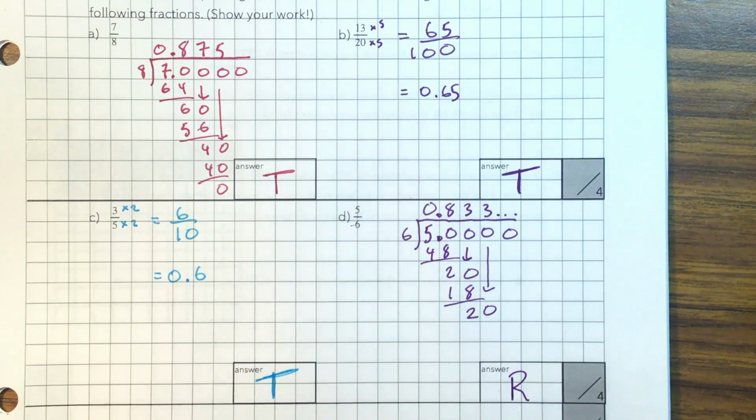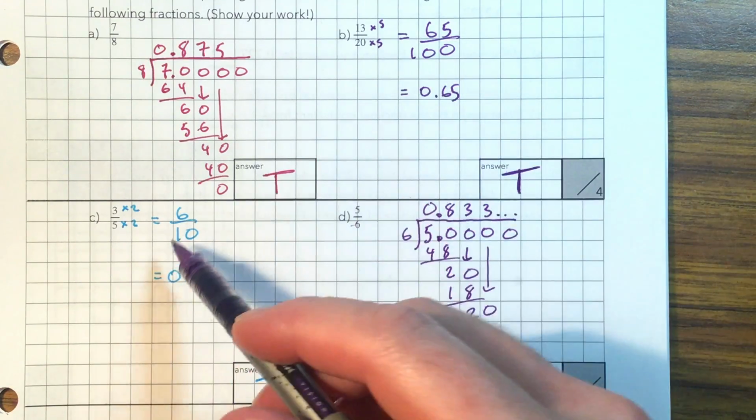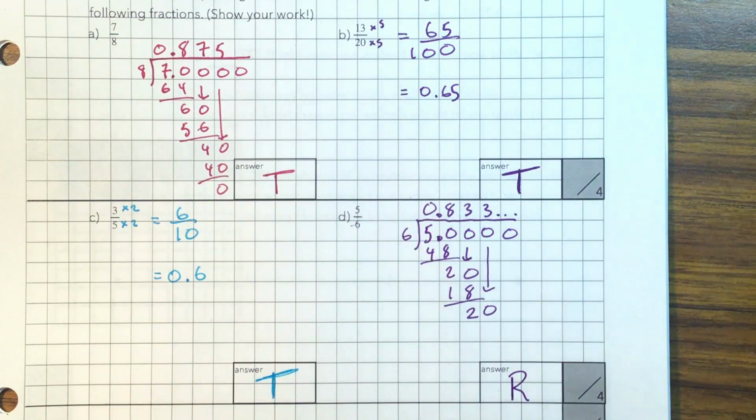So either get them into fractions out of 10, 100, or 1,000, or divide them out to see if they terminate or repeat.